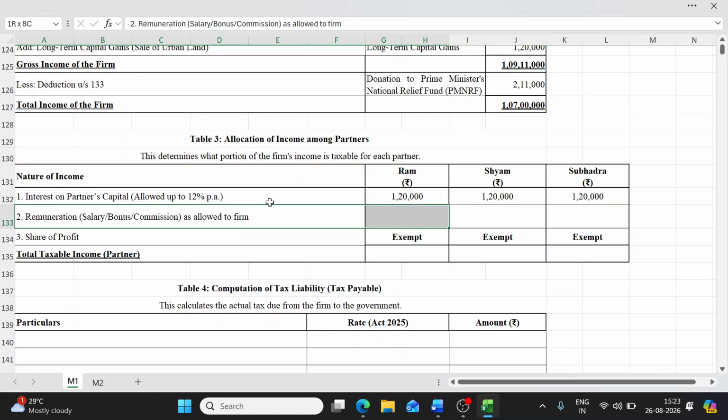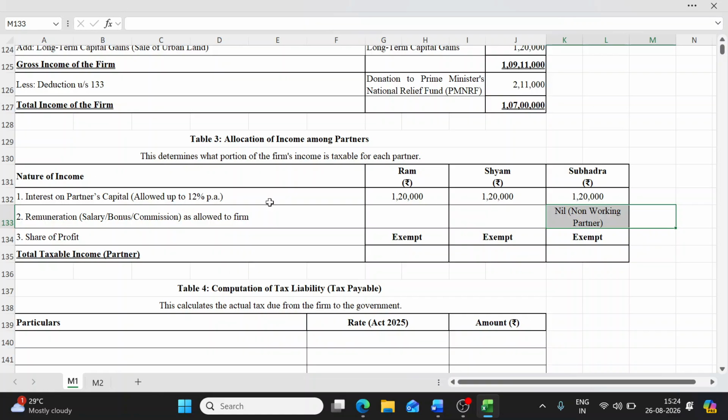Now, as far as remuneration is concerned, Subhadra was a non-working partner, and to a non-working partner, any remuneration in the form of salary, bonus, or commission, if it is paid, then the partnership firm cannot claim deduction. If the partnership firm cannot claim deduction, then it is not taxable in the hands of the partner. So here in the case of Subhadra, it is not taxable, because the partnership firm cannot claim deduction for remuneration given to a non-working partner.